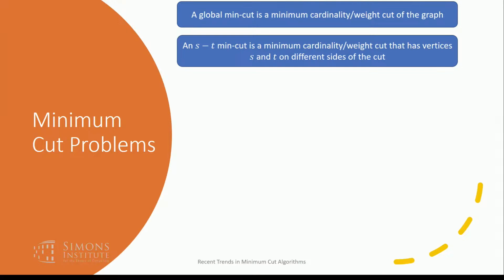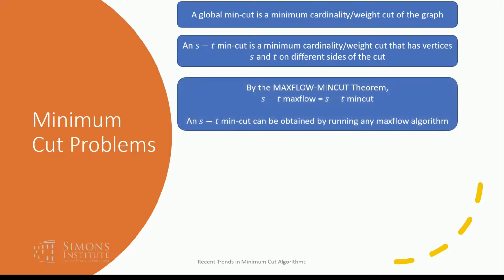Two classic variants of min cut are the global min cut, which is just the minimum weight cut that disconnects the graph in some way, and ST min cut, which is a cut that, given vertices S and T, disconnects the two vertices S and T. One classic result in this area is that by the max flow min cut theorem, the ST max flow equals the ST min cut. In particular, an ST min cut can be solved by running max flow and then post-processing in linear time.